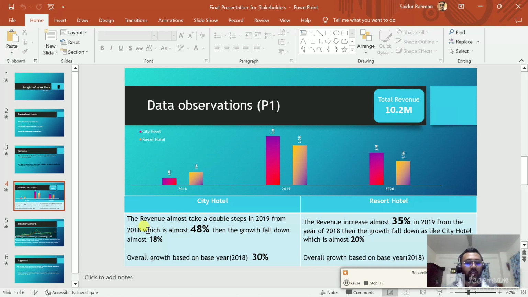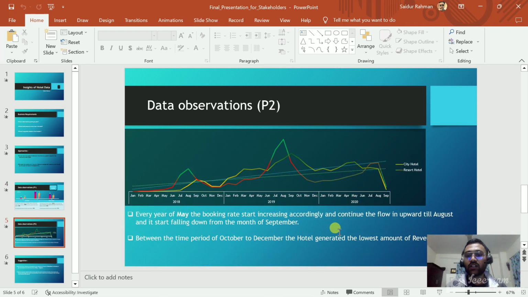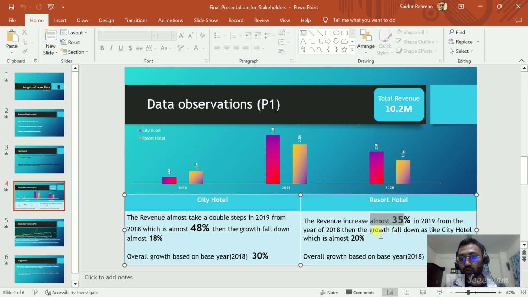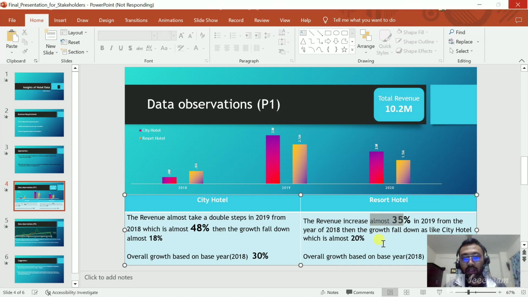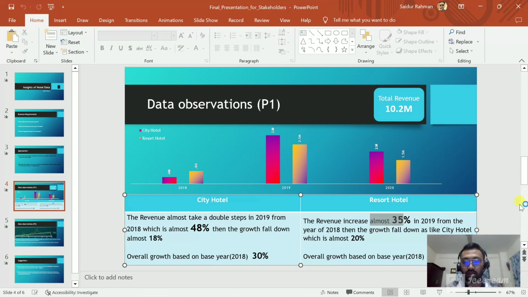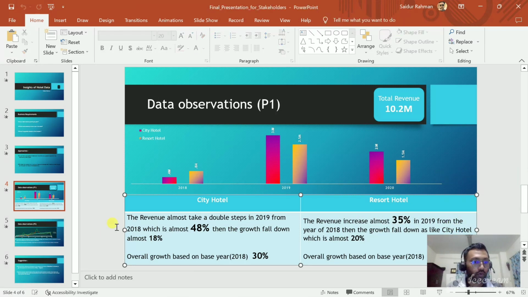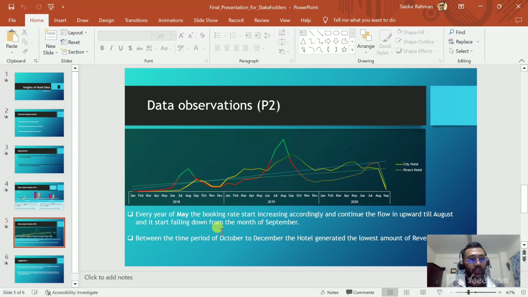If I have to talk about the resort hotel, the revenue increased almost 35% in 2019. Then from 2018 the growth fell down, as with the city hotel, to almost 20%, so the overall growth for the resort hotel is 20%. Let's jump into our next slide.